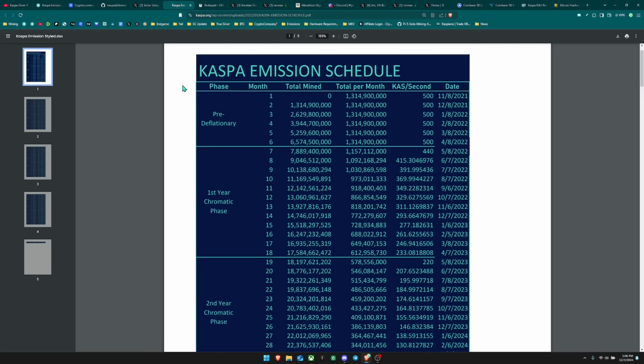Now, here is why this fast emission is so great. It's because it allows Kaspa to get in the hands of retail before it gets into the hands of big players. And this is very important because in the early days of Bitcoin, you didn't really have mining companies existing. You didn't have ETFs existing. You didn't have any of those kinds of things existing when Bitcoin first launched. But in Kaspa's case, you do.